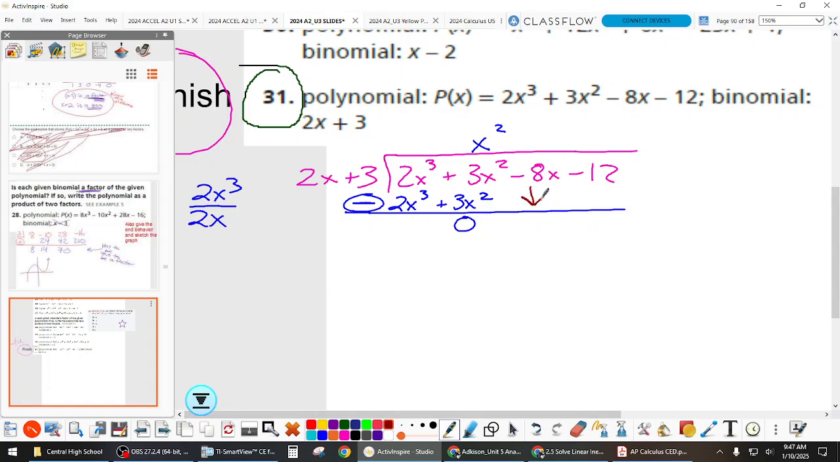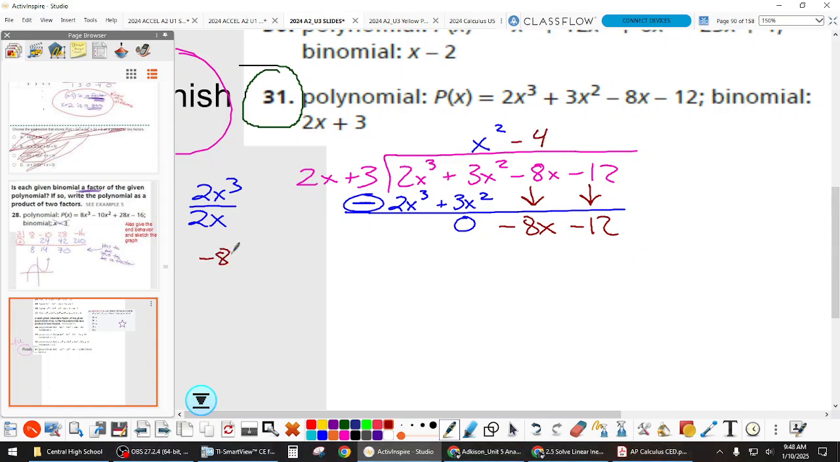Yeah, I mean, we can bring this thing down. Bring this down. Why are we bringing both down? We have to have, on our working line, which will be here, something for both terms to work with, right? If we don't, then we're done. So 2x goes into negative 8x, negative 4 times.